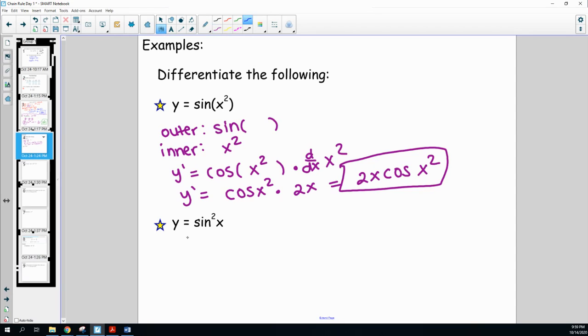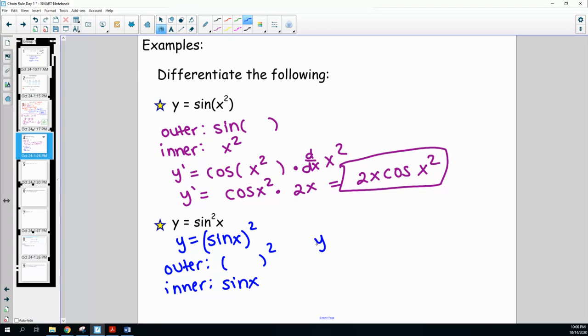Okay, in the second example, they look similar, but the difference here is that it's sine squared x. So we can rewrite sine squared x as sine x quantity squared, like that. So when I'm trying to identify my outer function, outer in this case will be something squared, right? And then your inner function is what's inside. That will be your sine x.